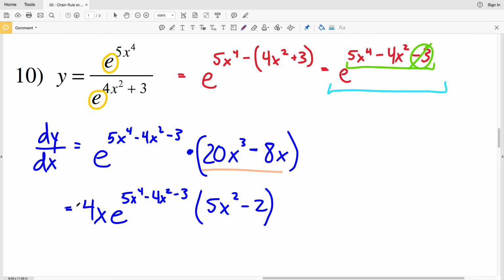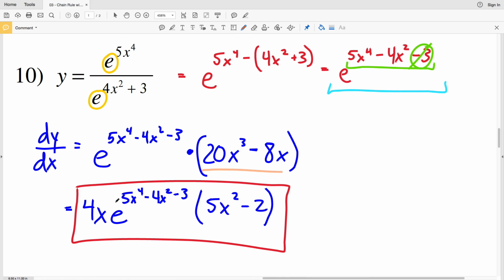So my derivative for my last problem, number 10, is 4x times e to the 5x to the 4th minus 4x squared minus 3 times 5x squared minus 2. And again, I just wrapped that exponent in parentheses so that you can see it is the exponent of e. Because sometimes when writing on my tablet, it's hard to see what is or isn't an exponent. So I just wrapped that in parentheses so you can see that that's e raised to that entire power.